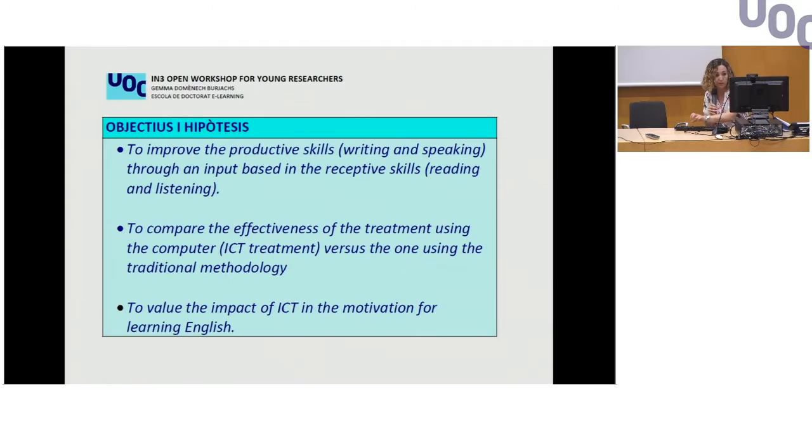The objectives and hypotheses of my research are to improve the productive skills through an input based on the receptive skills, to compare the effectiveness of the ICT training with a computer versus the one using the traditional methodology, and to evaluate the impact of ICT on the motivation for learning English. It is known that when pupils use gadgets and new technologies they are more motivated than when they are learning using the traditional methodologies.